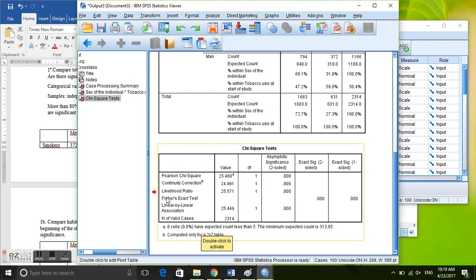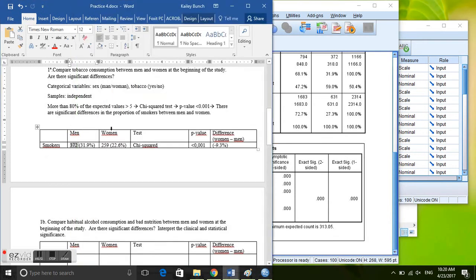If we have more than 20% expected values that are less than 5, then we just go here, Fisher's exact test, and we choose the exact two-sided test, this one. They're the same, and because the p-value is so low, it gives us a strong probability that there truly are differences in smoking status between men and women.